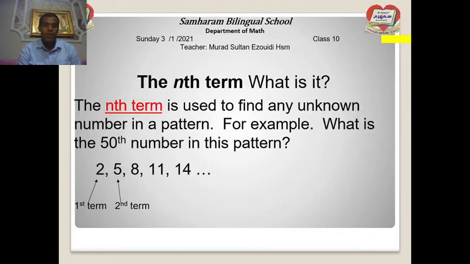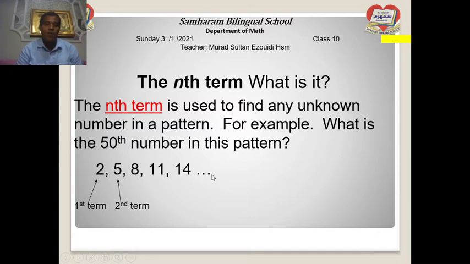Here I will let you remember that the nth term is used to find any known number in a pattern. For example, what is the 50th number in this pattern? We have 2 is the first term, 5 is the second term, 8 is the third term, 11 is the fourth term, 14 the fifth term, and so on.